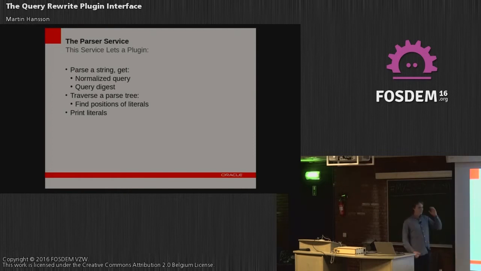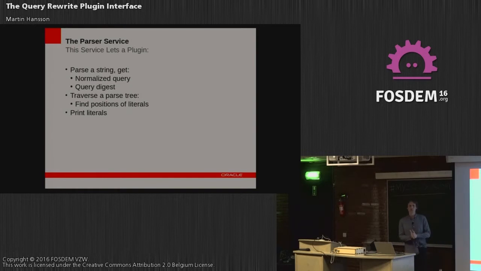First of all, we have the parser service. It lets you parse a string. You want to do this in a post-parse query rewrite after your parse is complete. Of course, if you write a post-parse plugin, you already have the parse tree set up by the time you're called, so you don't need to do it there. Then you can get a normalized query, which is a kind of anonymized query where all the literals in the query are anonymized. And you have the query digest, which is an MD5 of that.